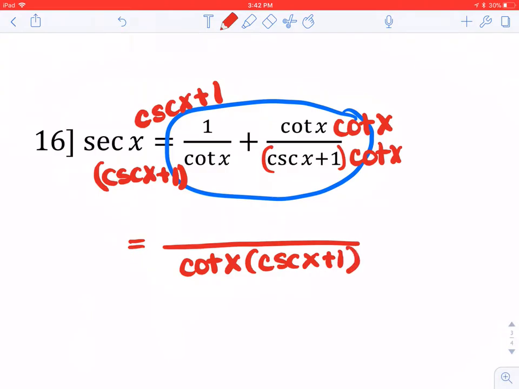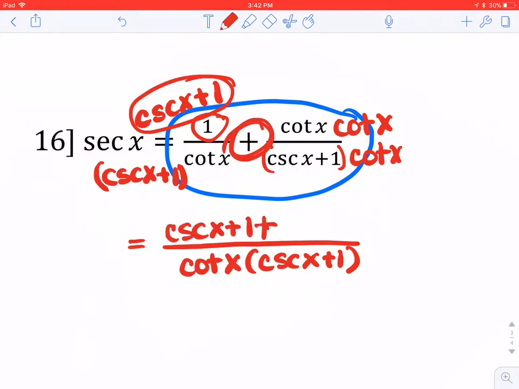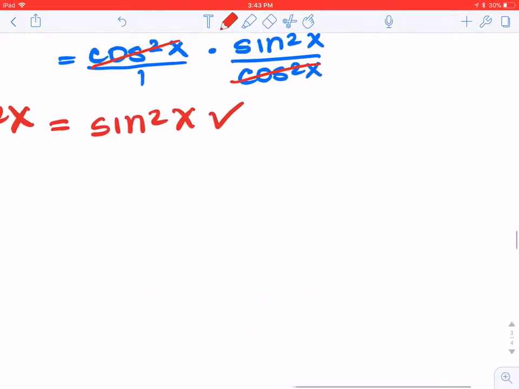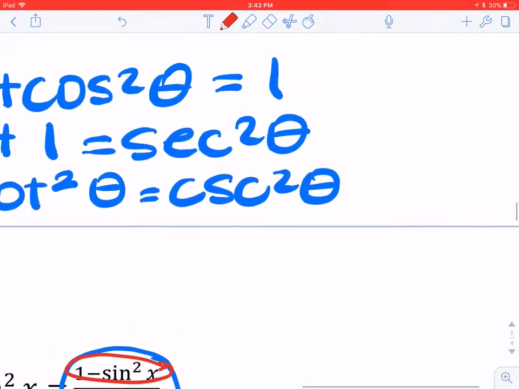And my numerator is, I have to do 1 times cosecant of x plus 1, which is cosecant of x plus 1, plus cotangent of x times cotangent of x, which is cotangent squared of x. All right, so now what's jumping out to me is I just created a square. I have a cotangent squared now. I also have a 1. So I'm going to go back to my Pythagorean identities and see if there's anything substitutable here.